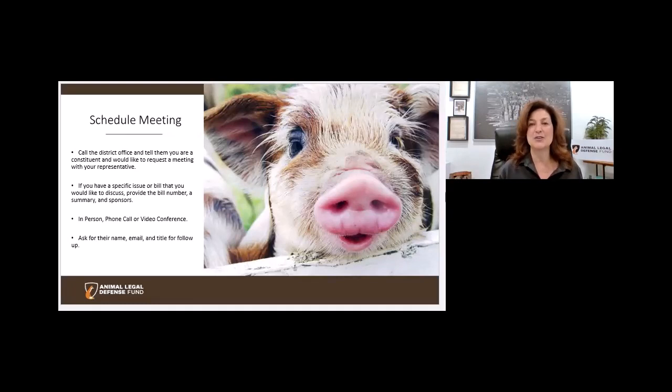So if you do have a specific issue or a bill that you would like to discuss, you should also mention it to the staff member so that they can prepare for your meeting. A bill number, a summary, and the list of sponsors would all be super helpful. It's also important if you could provide a few times and dates for the meeting, as a legislator's schedule is likely booked out by a few weeks, if not a few months, depending on the time of year. And don't forget, before you hang up, to ask for the staff member's name, email, and title for follow-up.